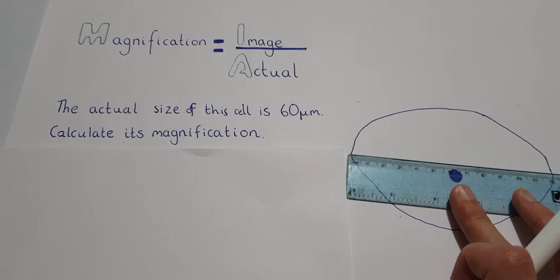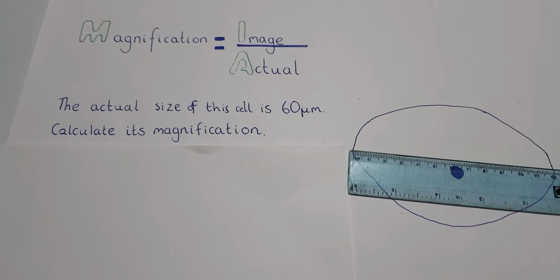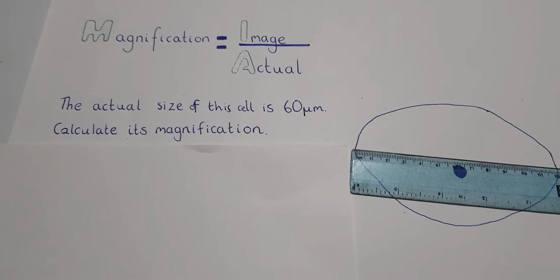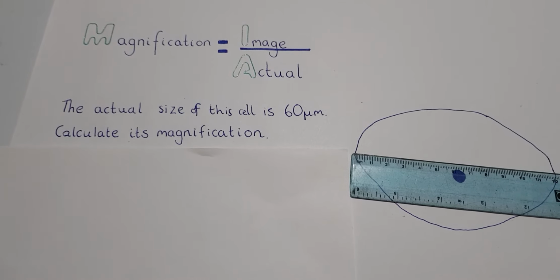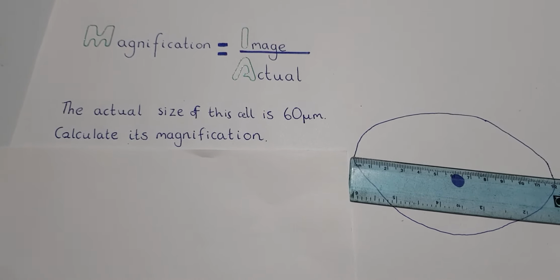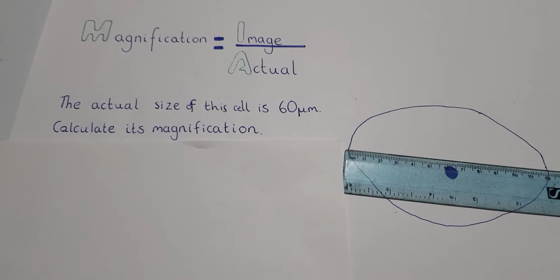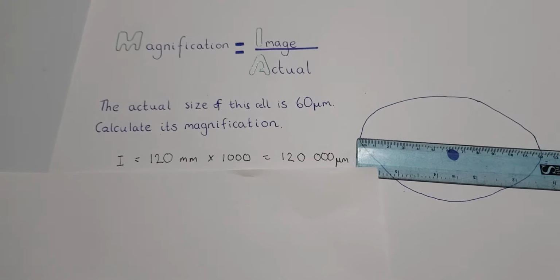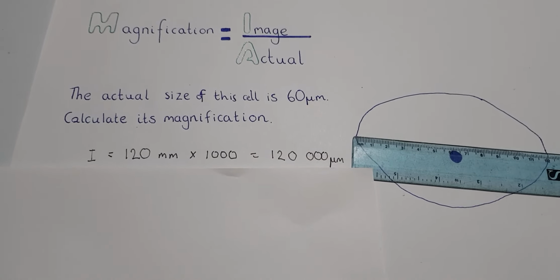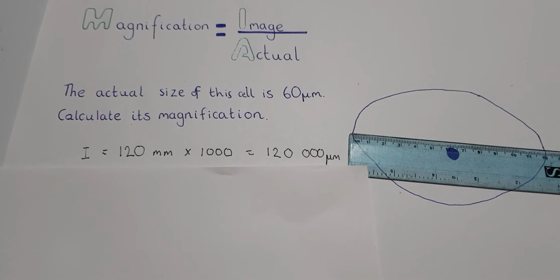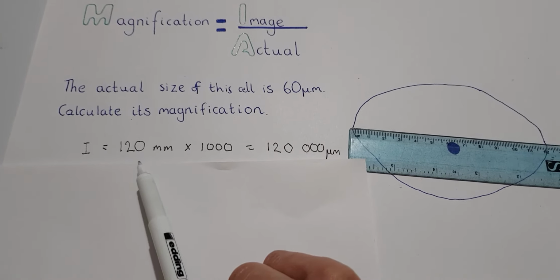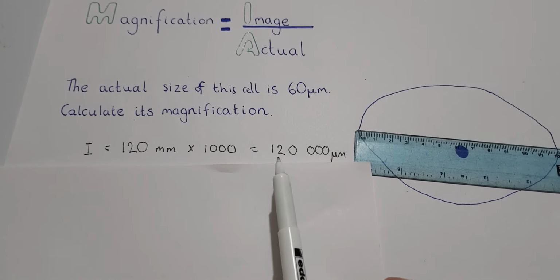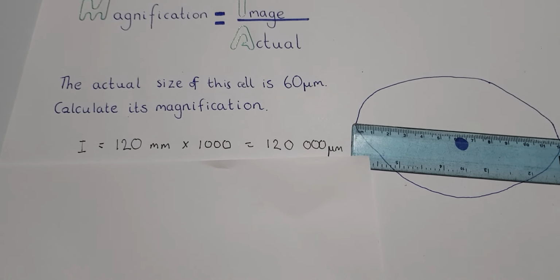So use a ruler and we measure it in millimeters. So this cheek cell image is 120 millimeters. But the actual size has been given in micrometers, so we need to have those in the same units before we put them into a division equation. So we need to convert our millimeters into micrometers. To do that, we times it by 1,000. So 120 millimeters of the image size multiplied by 1,000, we get 120,000 micrometers.